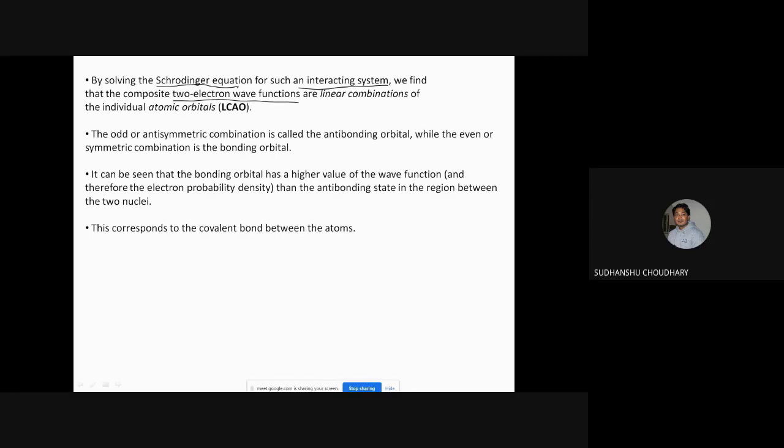So one has to solve now the Schrodinger equation, or let us say we make the system a little bit complex. Though there are not always two electrons in a semiconductor, there may be many electrons and many wave functions. But let us consider only a simple situation where we have two electrons in the system. So the Schrodinger equation is solved for two electron wave functions. So when this is solved, this is called linear combination of the individual atomic orbitals.